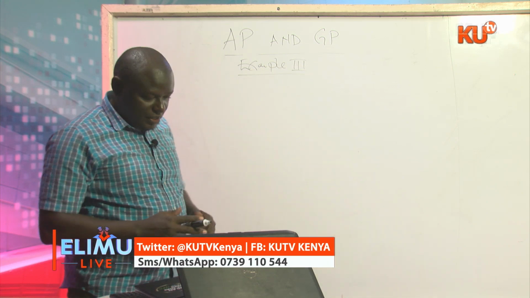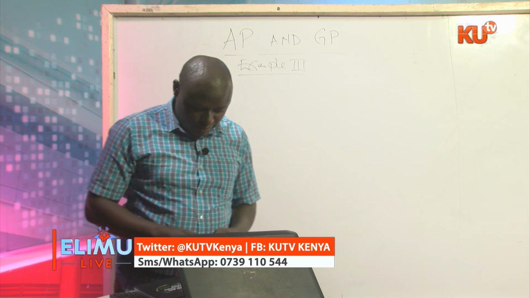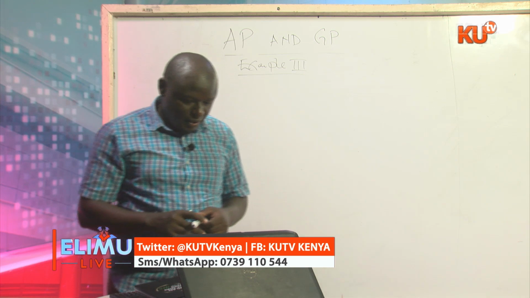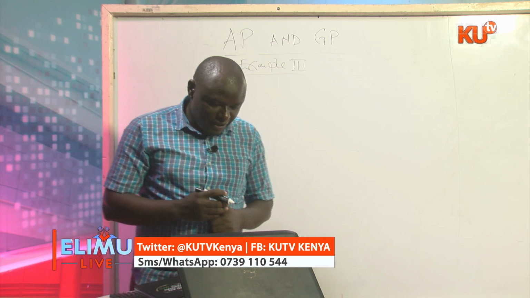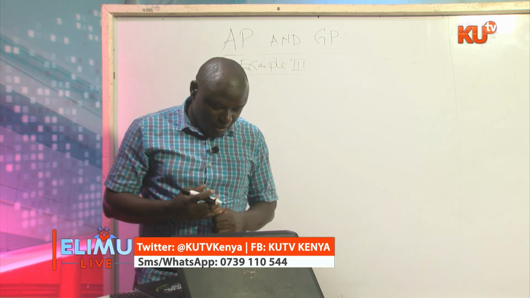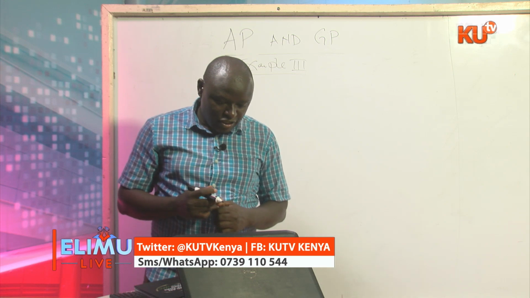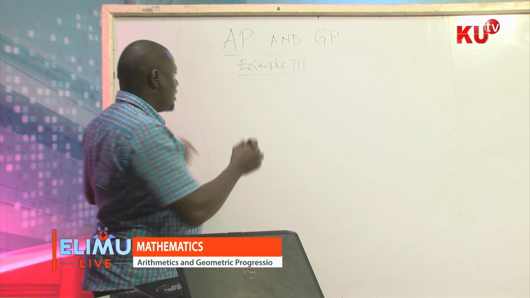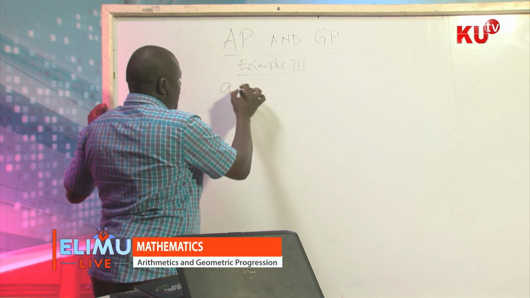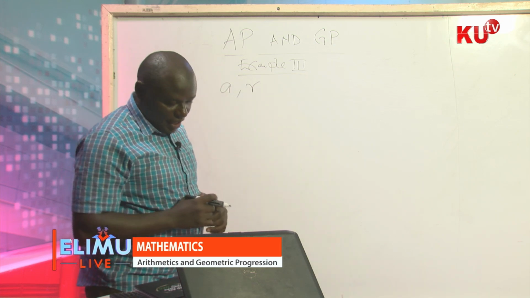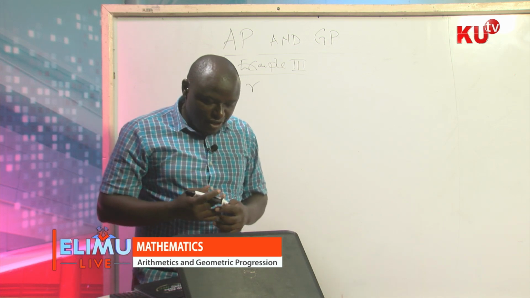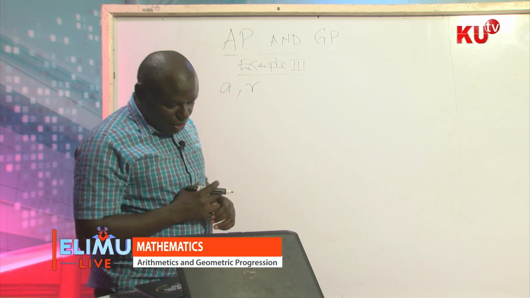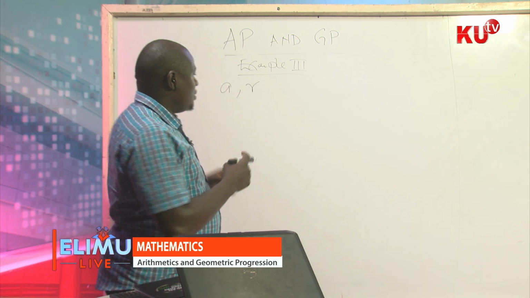I want us to consider a KCSE question that was examined some times ago. It says, in a GP, the first term is A and the common ratio is R. The sum of the first two terms is 12.